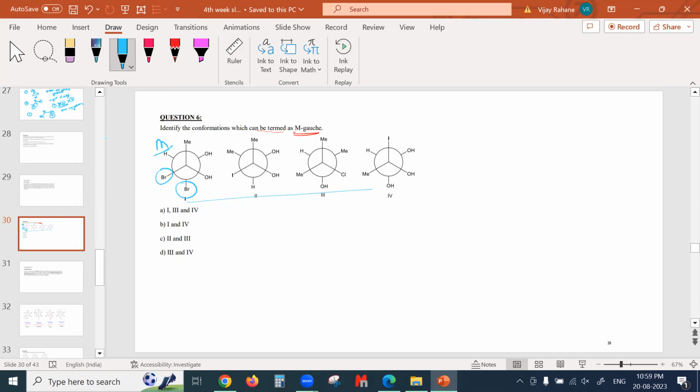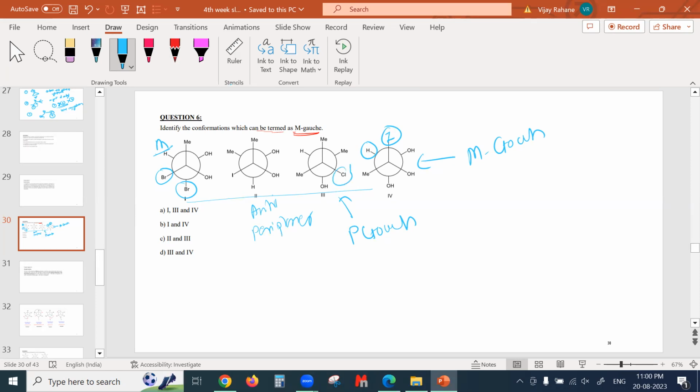This is the M gauge. This structure is like an anti-periplanar. This third structure is like a P gauge, and this fourth structure is like an M gauge. These are the numberings they have given. Like they are a kind of hydrogen, iodo and hydrogen. They are gauche, so this is labeled as the M gauge there.